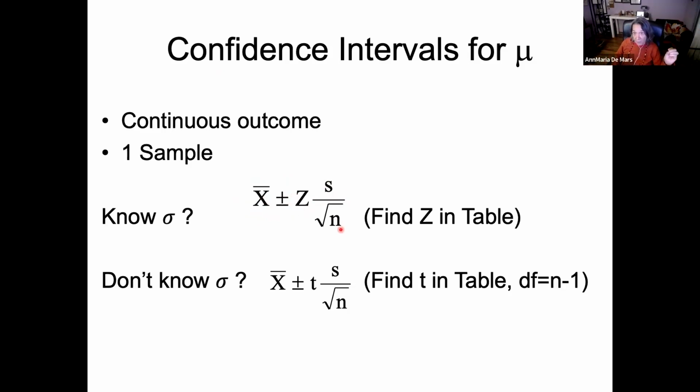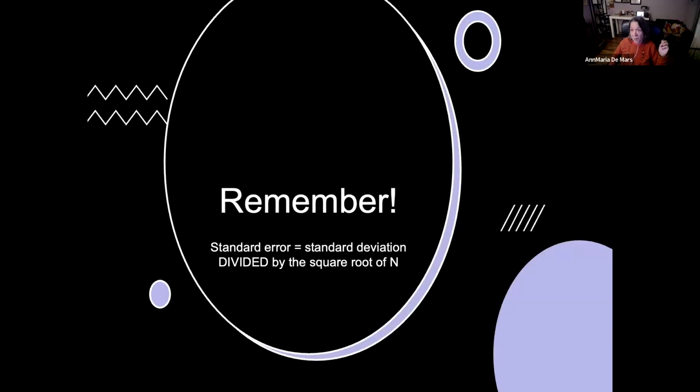If we don't know the population standard deviation, which we often don't, we would use the same formula, except instead of z, we would use t. And we would find the t in a table using the degrees of freedom, which for the mean equals n minus 1. Now, actually, we say that, but if you are using most statistical packages, it will automatically find the degrees of freedom for you.